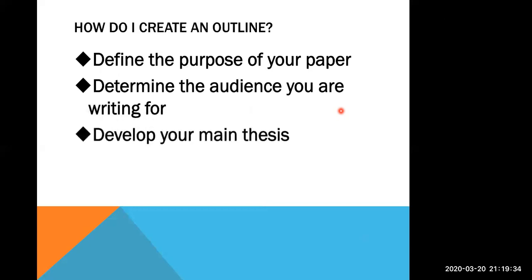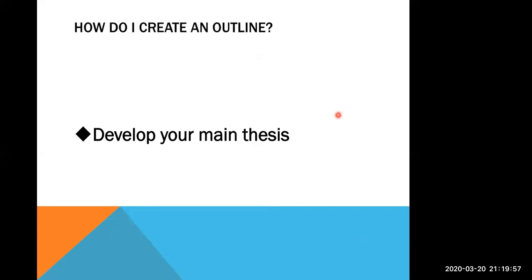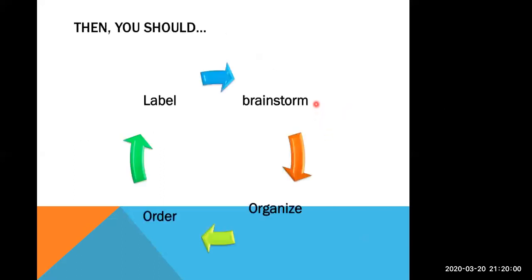And develop your main thesis. So you need to create your main claim. The main claim should be placed at the very beginning of your introductory part in your research paper. So these three should be considered carefully and planned properly before doing anything else. Then after this process, you should brainstorm ideas and organize these ideas, and then order and then label. What does this mean?